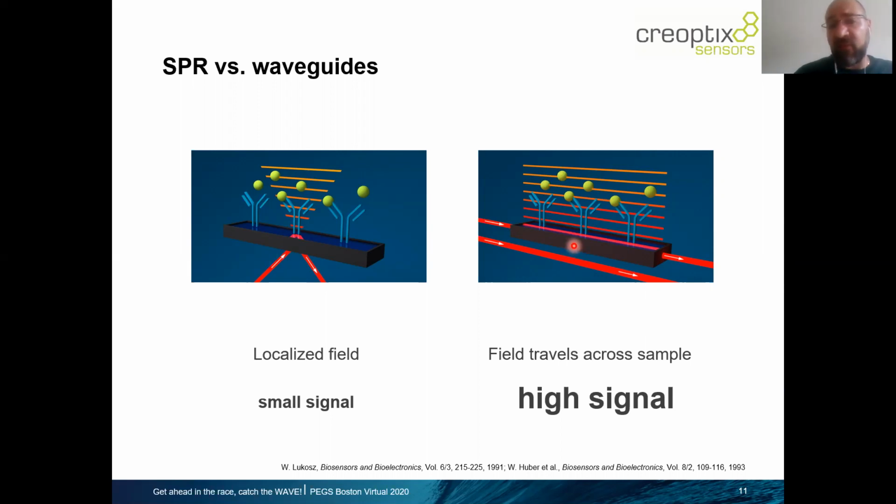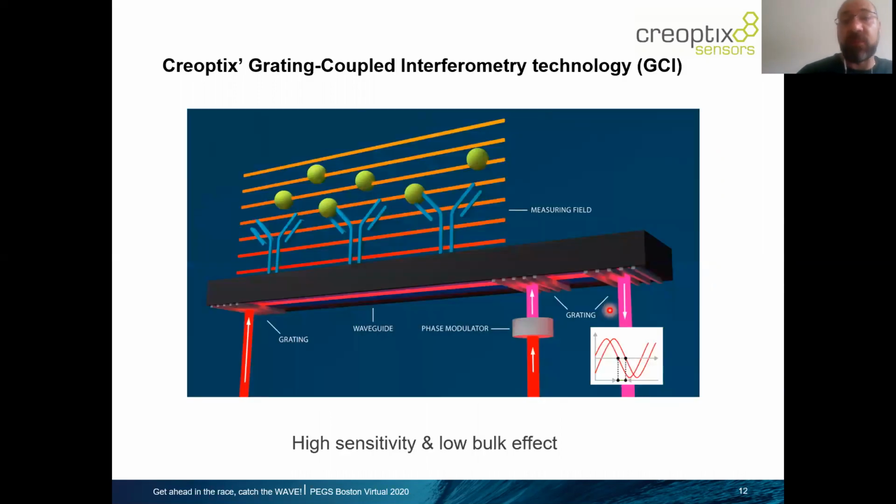Waveguide interferometry was known well before surface plasmon resonance. However, making it amenable to instrumentation was very challenging because it was very unstable. There is a lot of instability that can come from classical interferometers. This is where Creoptix has developed this technique, now so-called grating-coupled interferometry. This is a proprietary technique.